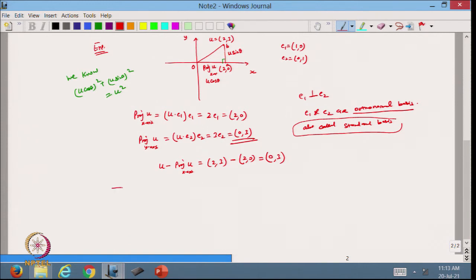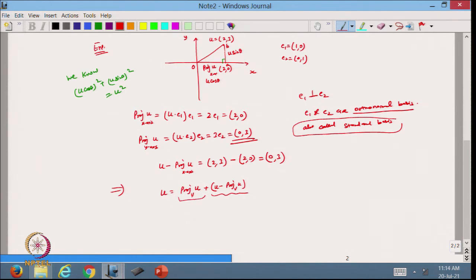From here I can say that u can be written as the projection of u along v, plus u minus the projection of v. This is the projection in the direction perpendicular to v. So, this projection of u we are taking in the direction perpendicular to the vector v.